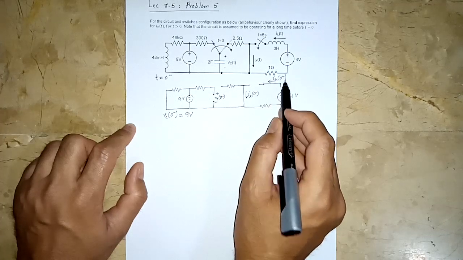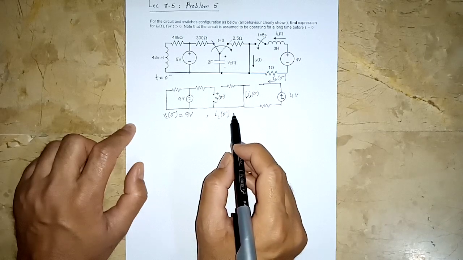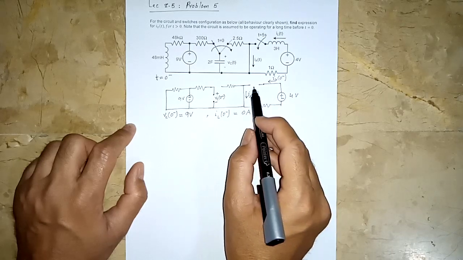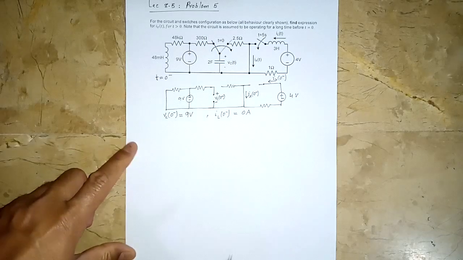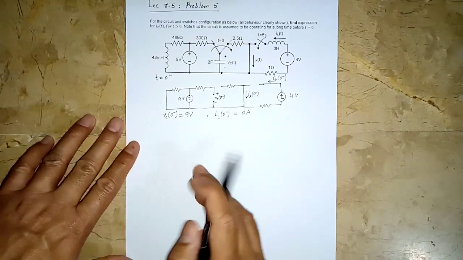IL at 0 minus would be 0 ampere. Why? Because this is an open, there is no current flowing here. So the energy storing elements, initial conditions have been found, their initial states have been found through this analysis.